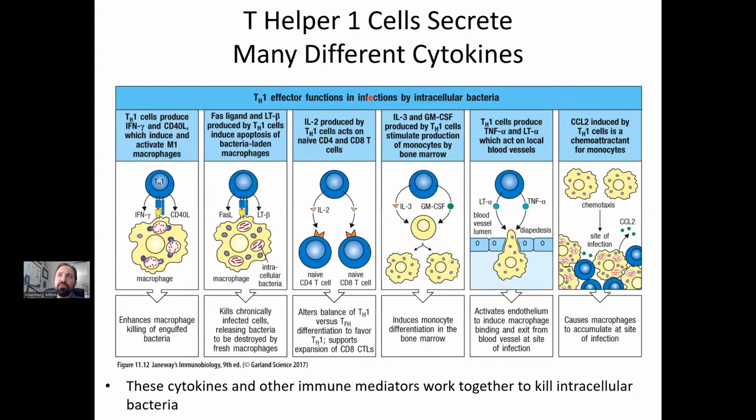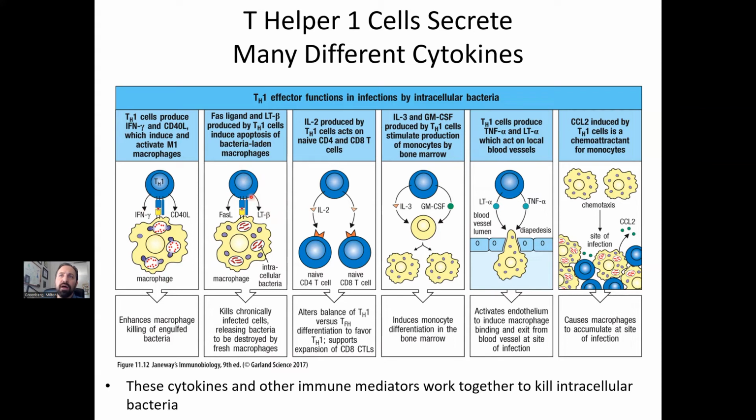So what do Th1s do? Th1s will help kill intracellular bacteria. The way they do that is mainly by activating our macrophages. So they'll produce different cytokines that will turbocharge our macrophages. This will help engage the macrophages and kill the engulfed bacteria. So these lysosomes within the macrophages will become turbocharged once the Th1 cell activates those macrophages.